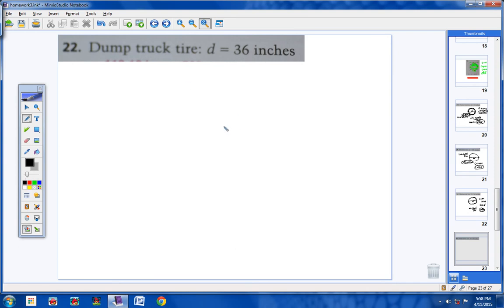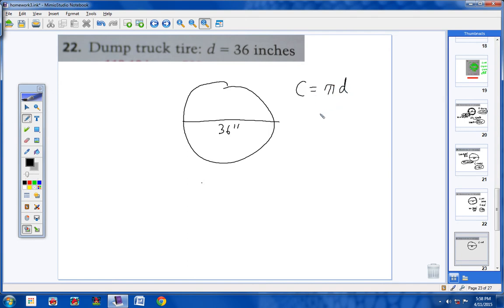Alright, number 22 should be the last one. Let's see how we do. Not the last one of the homework assignment, but the last one of these 4 problems. Okay, here's your tire. Diameter of 36 inches. Alright. So I want to find out how much distance on the ground is covered in one revolution. Well, remember, one revolution is equal to the circumference. So circumference equals pi d. Pi is 3.14. Diameter is 36. So 3.14 times 36 would give you 113.04.